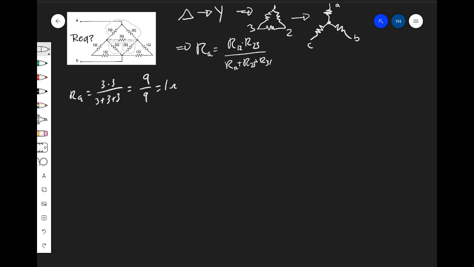Now, by realizing that the circuit is completely symmetrical, meaning that every resistor is the same, we can conclude that RB and RC will follow suit to be equal to 1 ohm, just because the numbers in the equation will be the same. So this would be RB, which also is RC. Now after we get that, we can redraw the circuit.